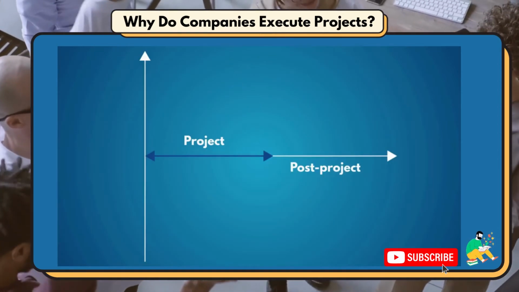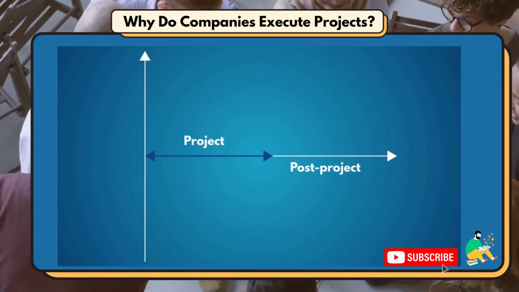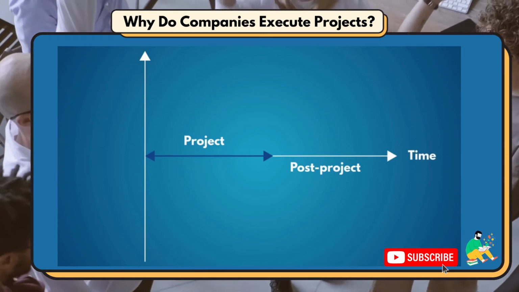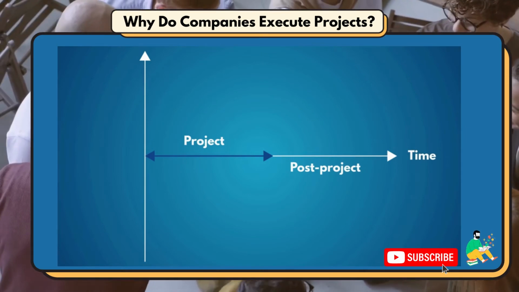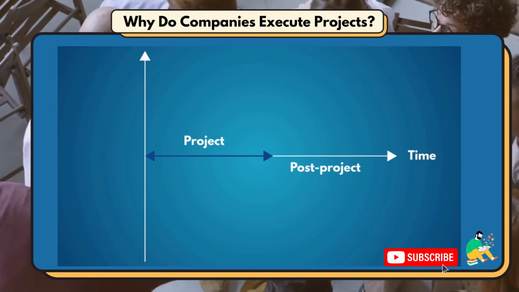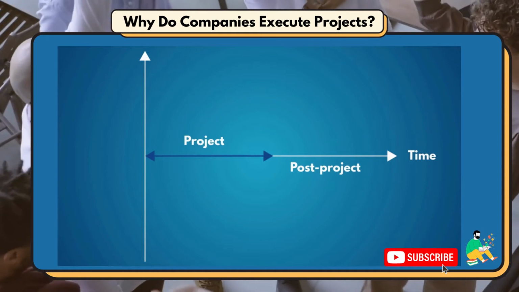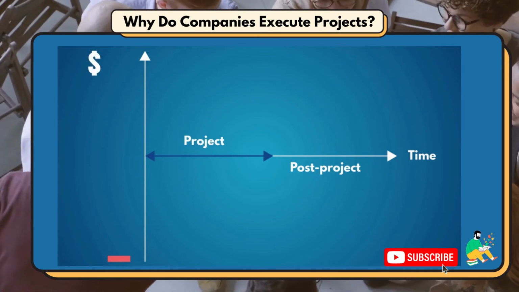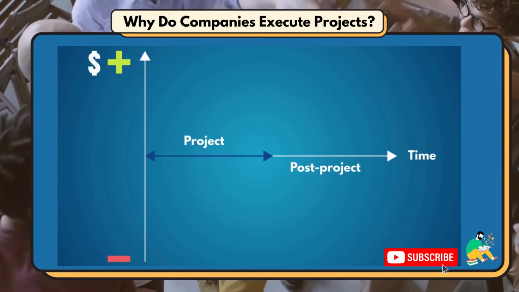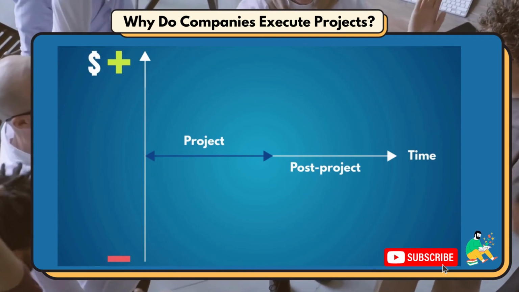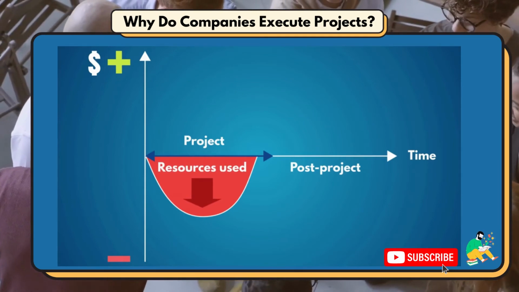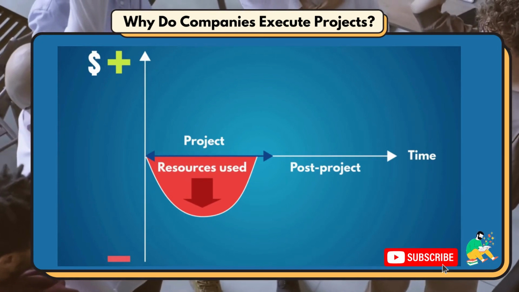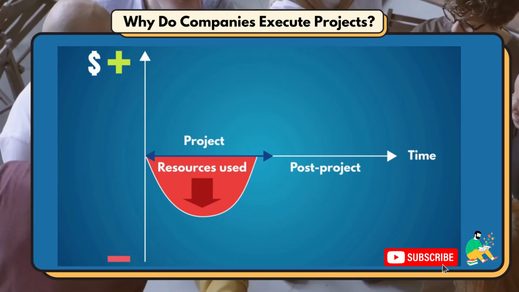So let's see what projects would look like from an investment perspective. We're going to observe time on the horizontal axis and resources and benefits on the vertical one. Let's suppose we can translate all resources and benefits into a dollar amount, negative for the used resources and positive for the generated benefits. So in the beginning, resources are consumed by the project. Financial resources and professionals engage to perform the magical project work.